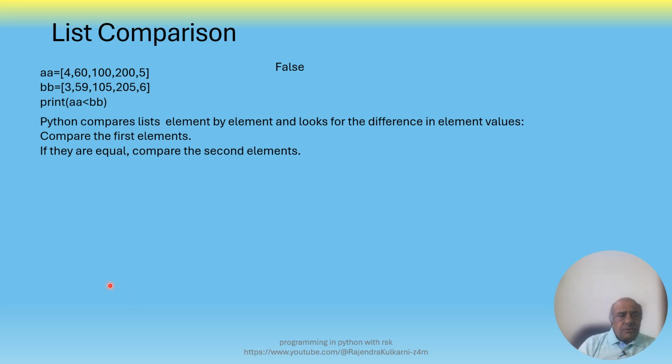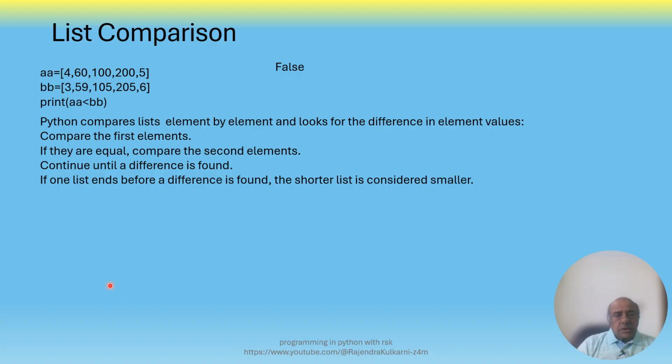It compares the first element. If they are equal, compare the second element. This continues until a difference is found. If there is no difference, then the output will be true. If one list ends before a difference is found, the shorter list is considered smaller.